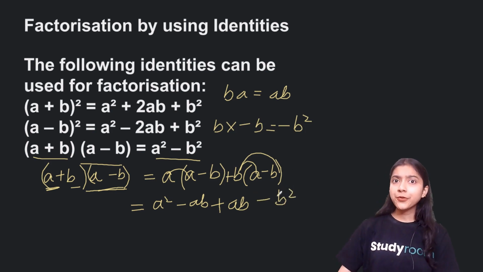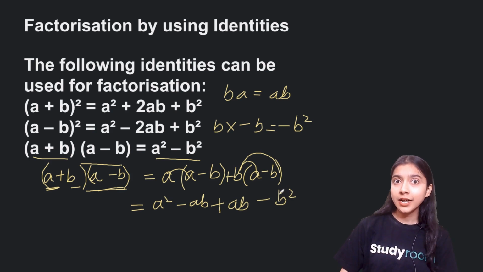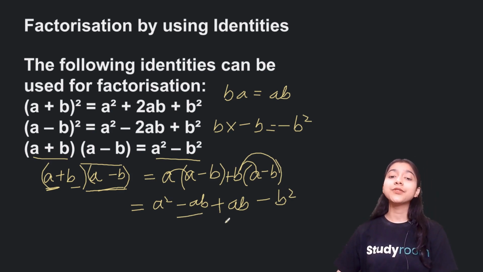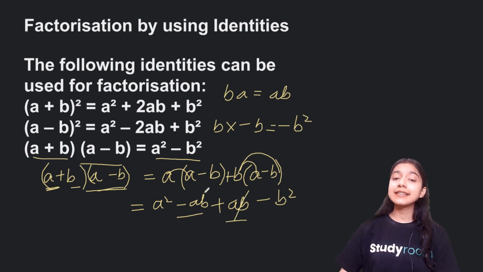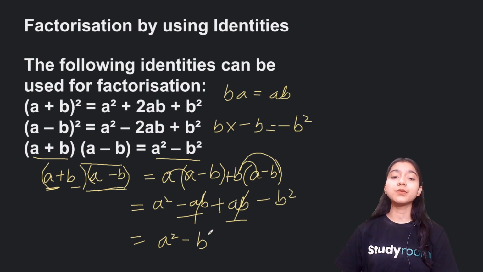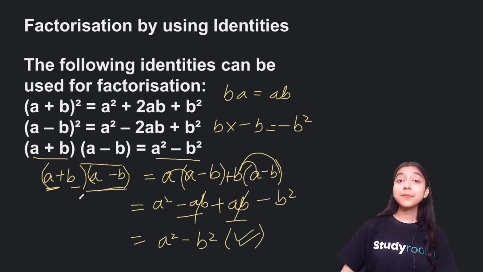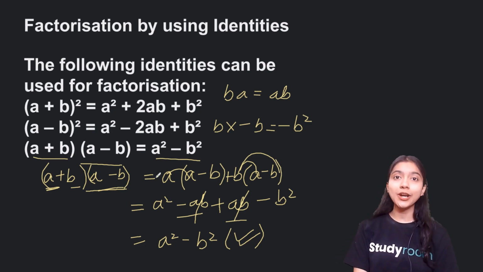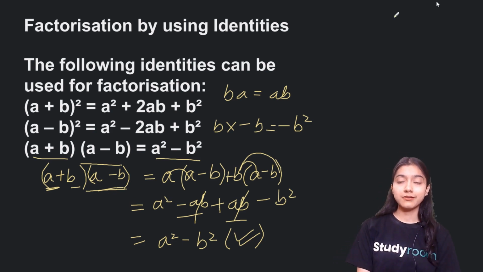Now, can you find some terms that will get cancelled out? Yes, I can see. Here we have minus AB and here we have plus AB. So they will get cancelled out, leaving behind A square minus of B square. So this gives us the third identity, that is (A plus B) multiplied with (A minus B) is equal to A square minus of B square.